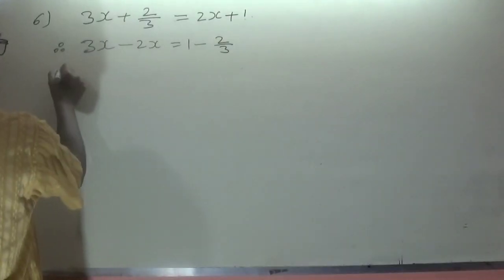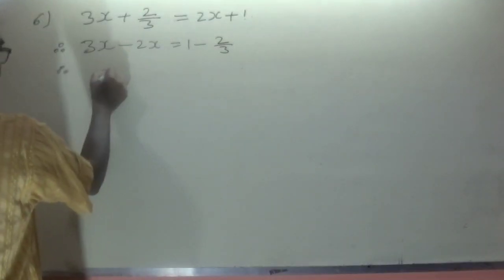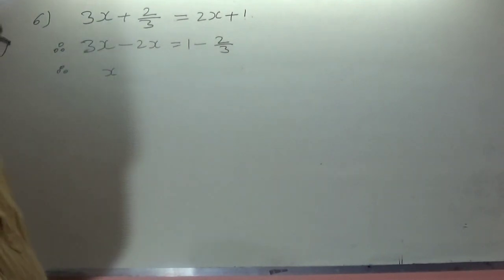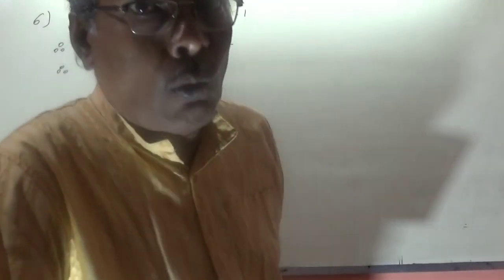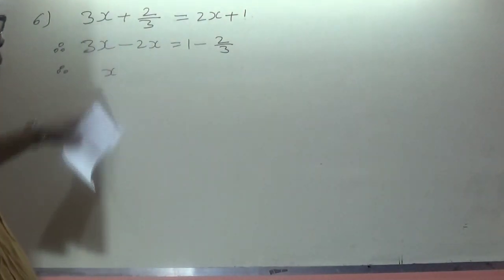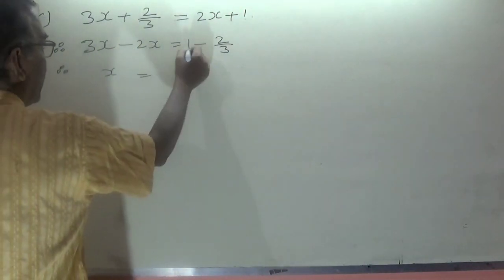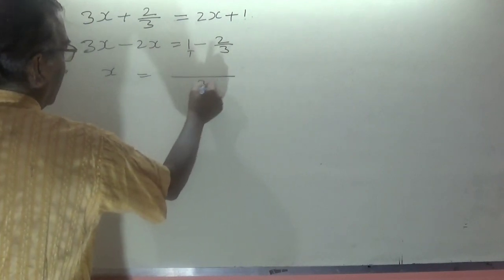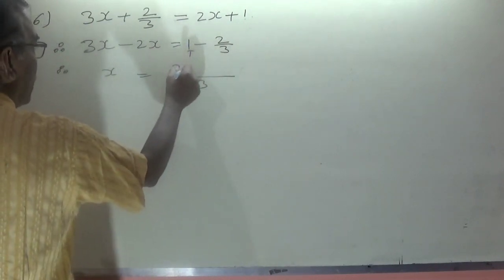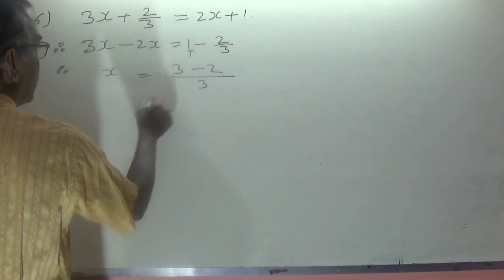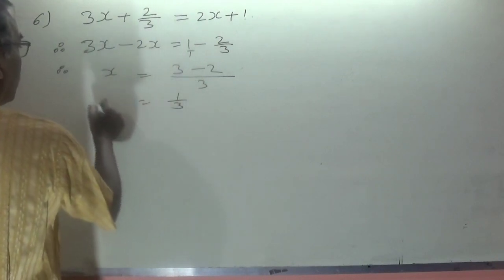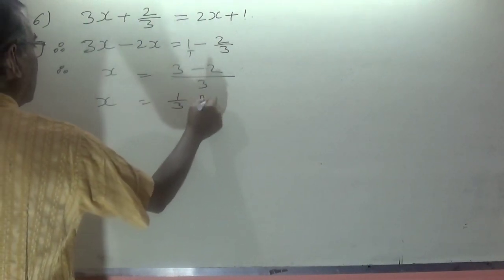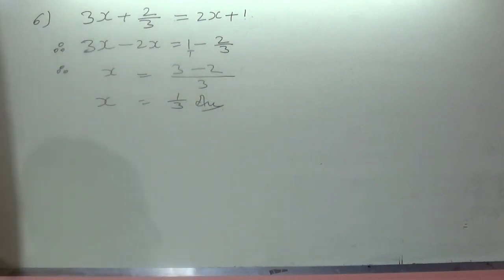Okay, and 3x minus 2x is equal to x. 3 minus 2 is equal to 1, so 1x should be, I am not going to write 1 here, which is equal to, yes, obviously 1 by 1 it is, 1 and 3's LCM is 3. And 3 ones are 3 minus 2, which is equal to 1 by 3. So x is equal to 1 by 3. So this is actually the value of x.